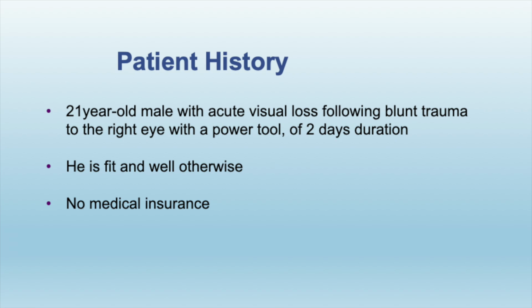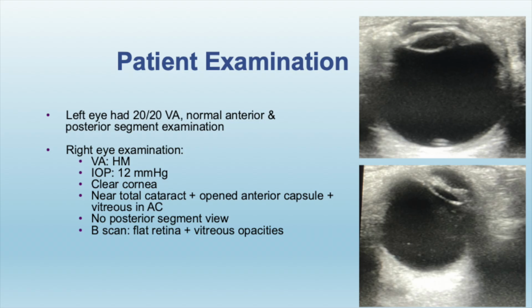Hi, this is a trauma case in a young patient who had blunt trauma resulting in capsular rupture, anterior capsular rupture, vitreous in the anterior chamber, as well as some displaced part of the lens matter in the vitreous, as we can see on the B scan.